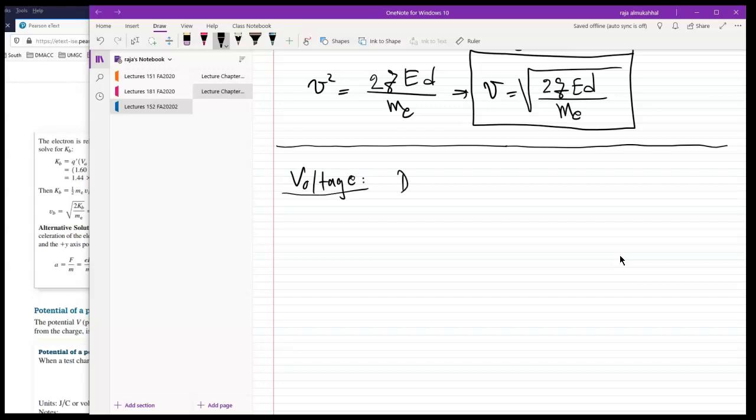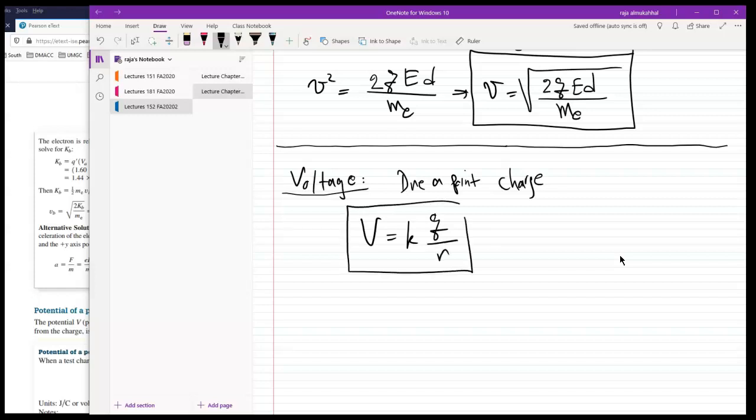Now, voltage due to a point charge. Okay, V is equal to KQ over R. This is called the voltage due to a point charge, or the potential difference due to a point charge. What does that mean? Let me show you.